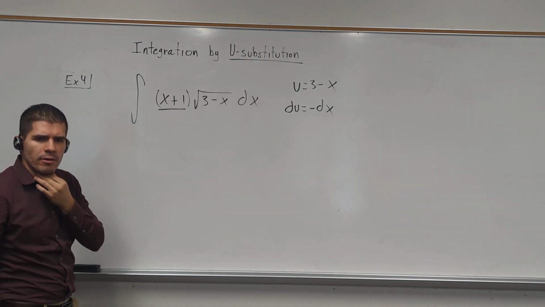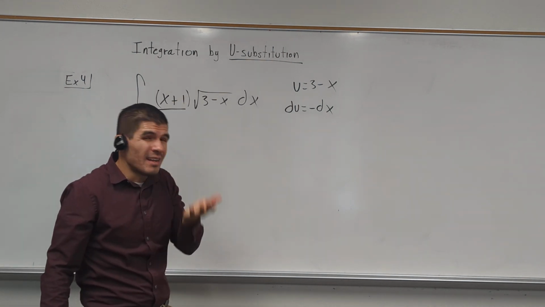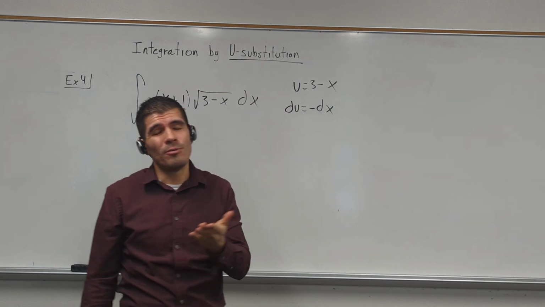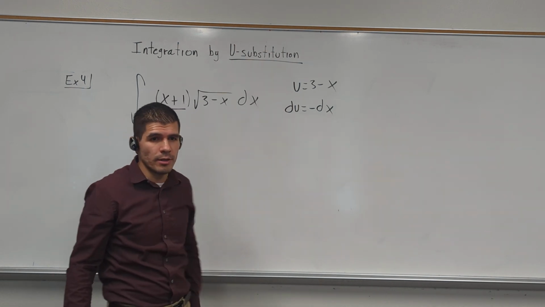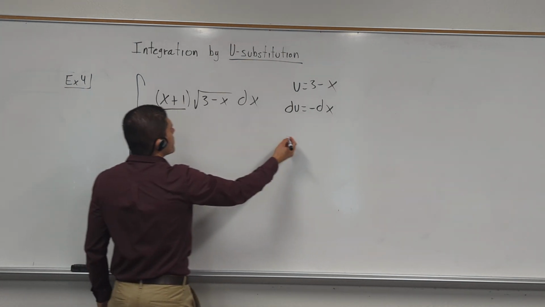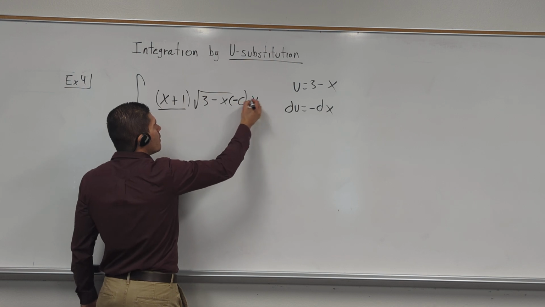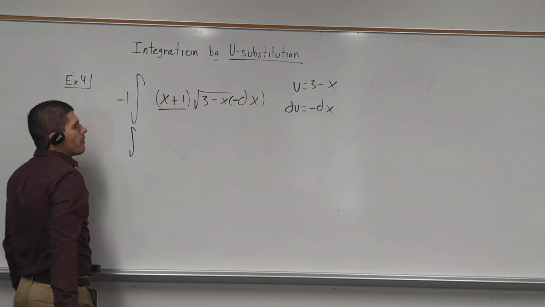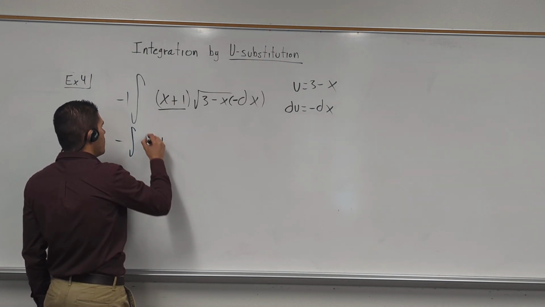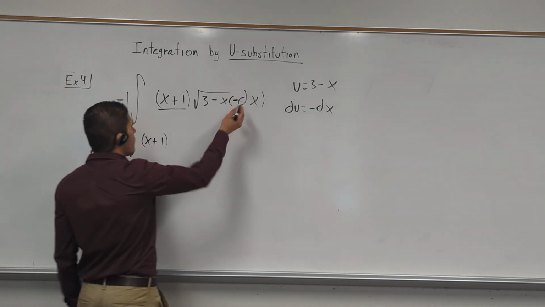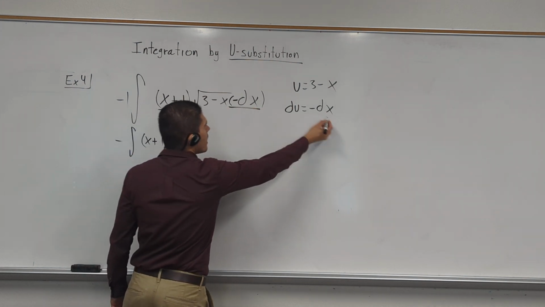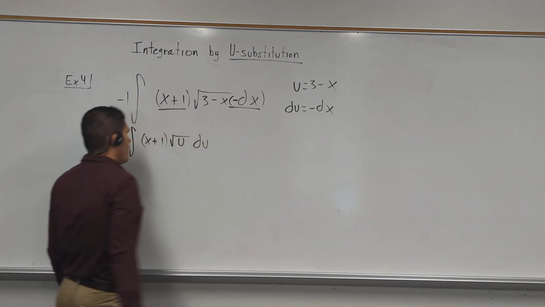So does that mean that it failed, that U-substitution doesn't work? Not necessarily. It may mean that you need to do some algebra. I'm not saying this will always work, but we're going to try it, see what happens. So let's see what we can do. First, I'm going to do a substitution. All right. I'm noticing that I need a negative, so I'm going to add a negative here. But if I do that, I have to put a negative 1 out here. Okay, so I'll put a negative there. This x plus 1, right now I don't have anything to replace it with. The square root of 3 minus x will become root of u, and this negative dx will become du.